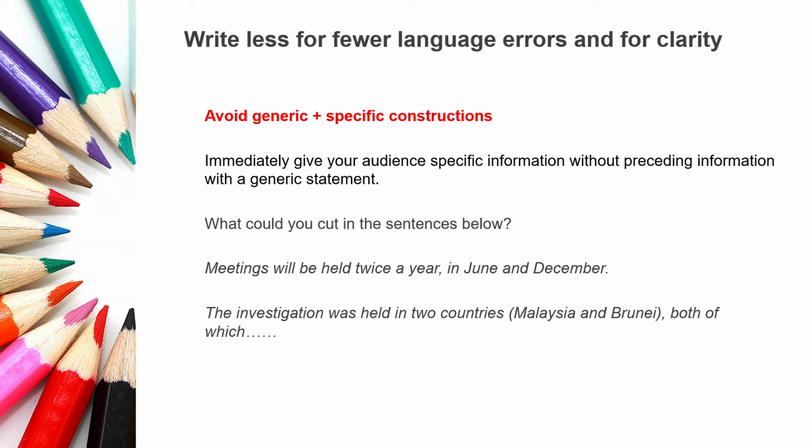So if you look back at the explanation, it asks you to immediately give your audience specific information without preceding information with a generic statement. So in order to be more concise, you straight away give or provide specific information on the spot. Okay, don't confuse your readers. Provide them with what they need, the exact information. So for this first sentence, meetings will be held twice a year in June and December. You can cut it to meetings will be held in June and December.